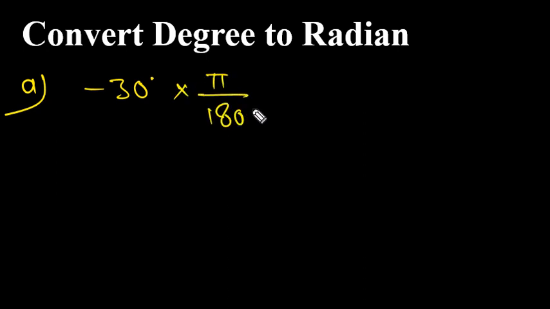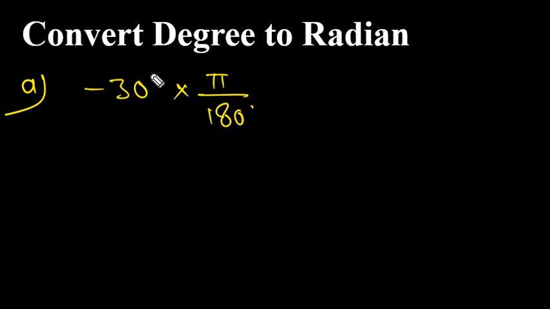Hi everyone, in this video we will discuss how we can change degrees to radians and radians to degrees. So the first example we have, let's say, is negative 30 degrees. To change this one you need to multiply with pi over 180 degrees.